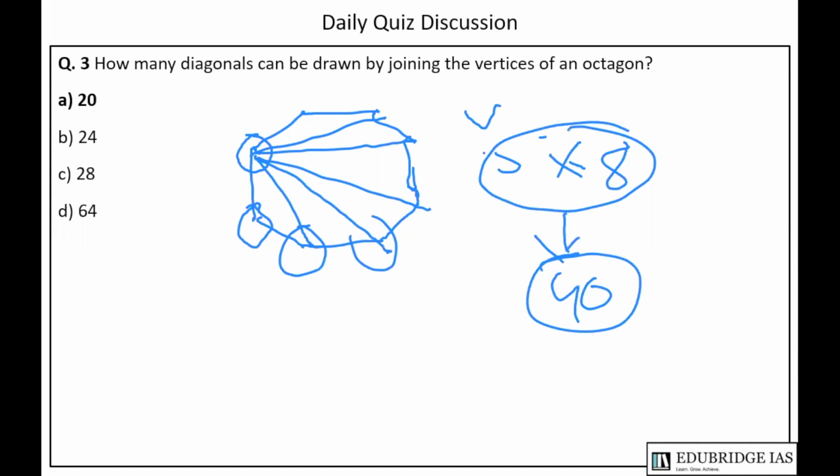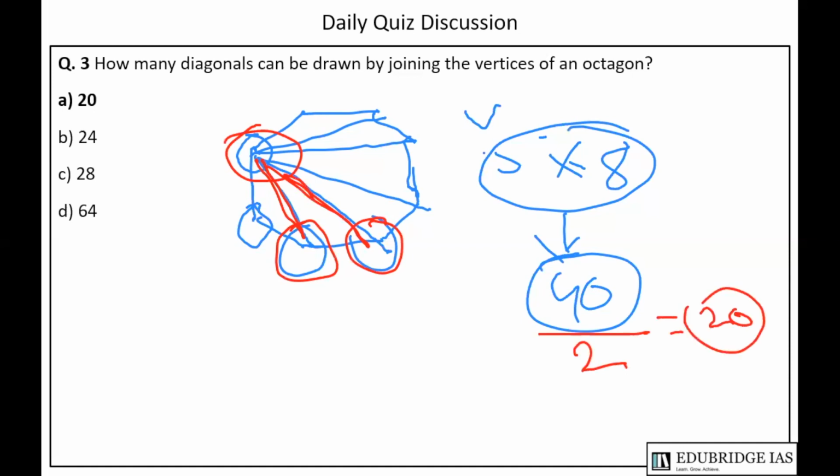But see this point and this point. This vertex is common for both the points. Similarly, for this point, this is common. So we will divide this 40 by 2, so 20. So it will come out to be 20, and 20 will be our answer in this case.